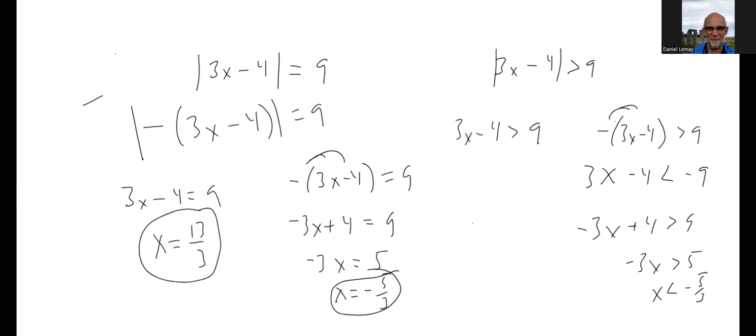It doesn't matter. But maybe this will help somebody who's struggling with the inequalities, the absolute value inequalities. So hope that helps. Hope that answers the question.